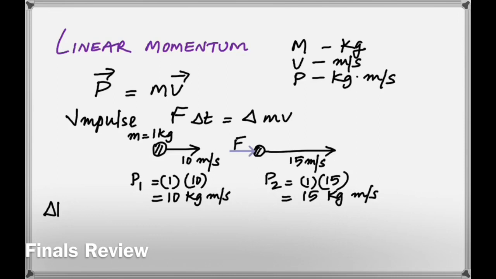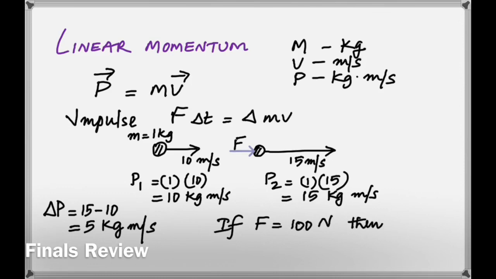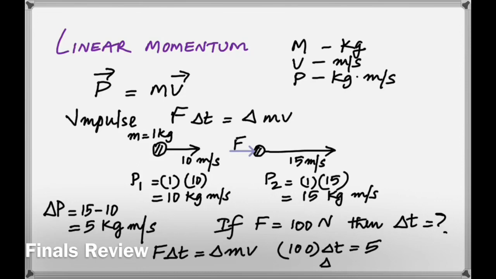Okay. So now find the change in momentum. 15 minus 10, 5 kilogram meter per second is the change in momentum. So if I give you the force, then you can find the time. Can't you? Yeah. If I give you the force, then you can find the time using those two equations. Let's say the force is 100 newtons. Then 100 times the time should be 5, and then you get the time as 0.05 seconds.